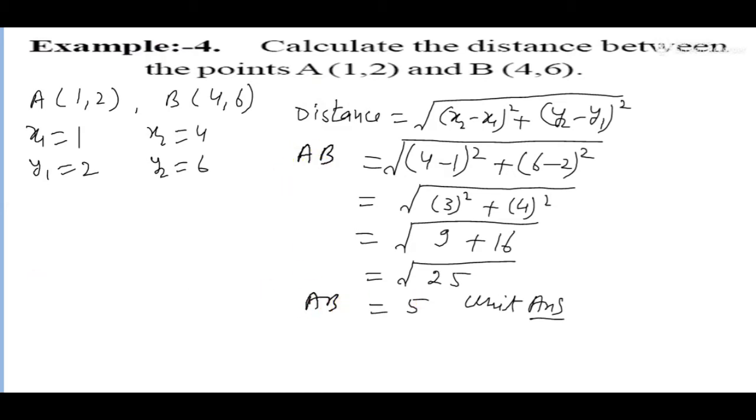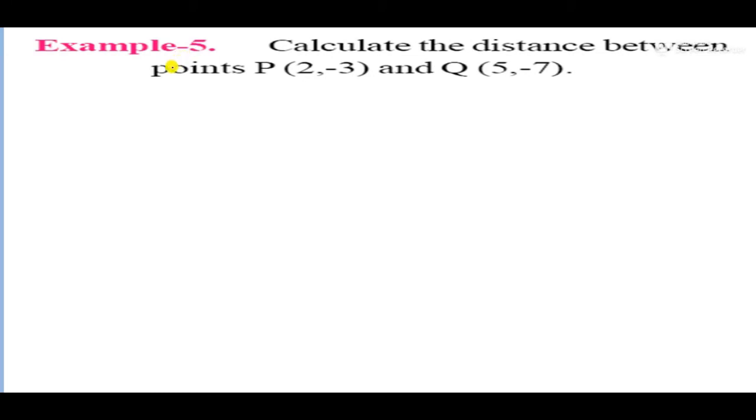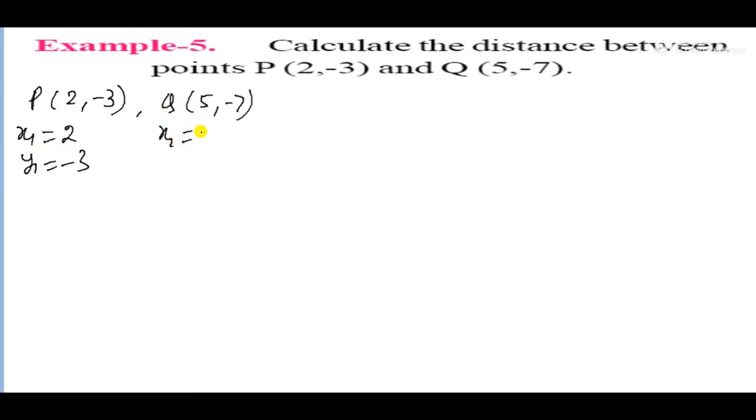Now come to example 5. Calculate the distance between the points P(2, -3) and Q(5, -7). In the previous question, the distance was AB; you can write AB here also. Now in example 5, P is given as (2, -3), and Q is given as (5, -7).